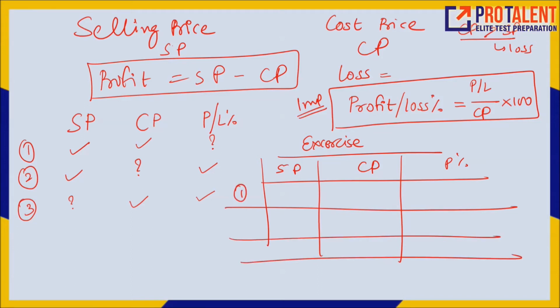So SP is, let's say, 180 and your CP is, let us say, 150, and you need to find out profit percentage. Similarly, let's say your SP is 200 and your profit percent is, let us say, 25%, then you need to find out your CP. And similarly, let's say your CP is 250 and your profit percent is 30%, and you need to find out your selling price.